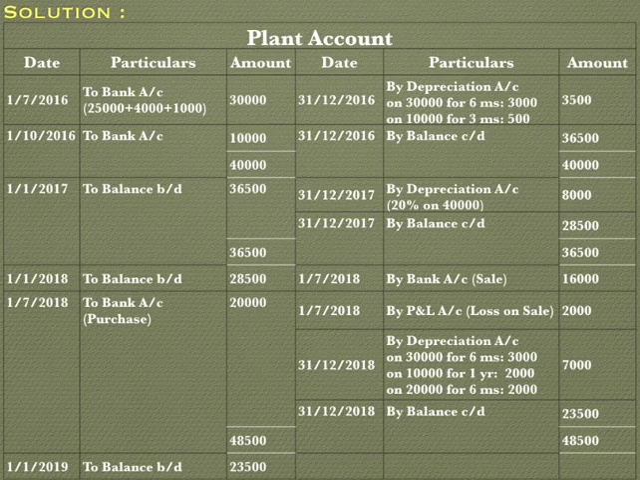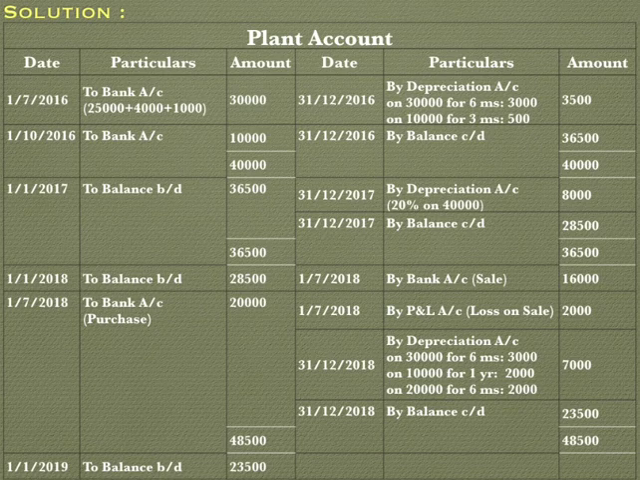Again our debit side is more than the credit side, so we will total our debit side first. The total amount is 48,500. Now the balancing figure comes to 23,500. This is the balance carried down for the year 2018. This balance we will bring forward to our next year, so on 1st January 2019 we will bring forward our balance, that is 23,500.